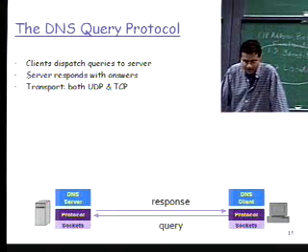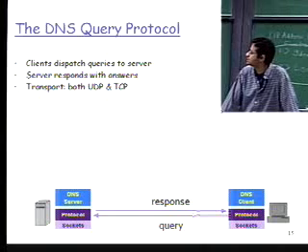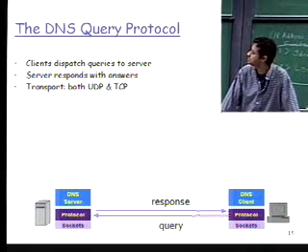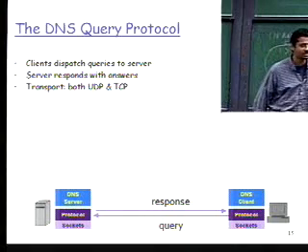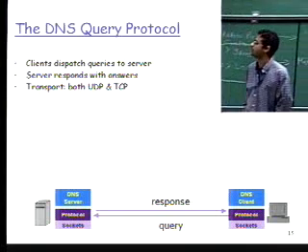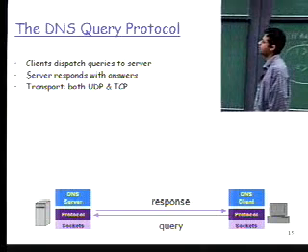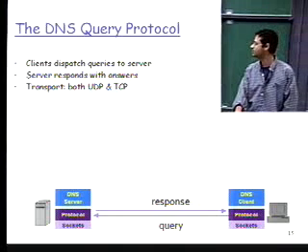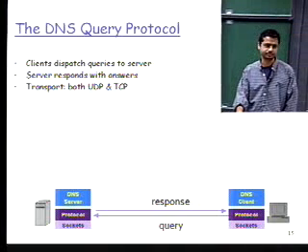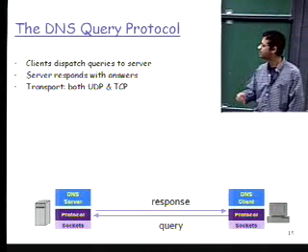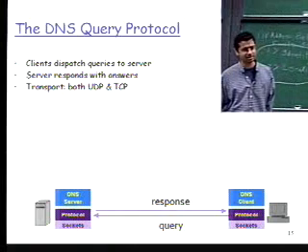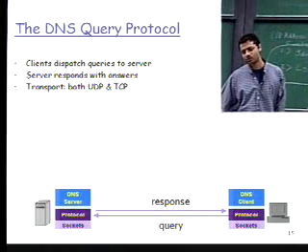The DNS query protocol again works in this request-response mode. A client will dispatch a query to a server. The server will respond with answers. As for the transport protocol that is used, DNS allows you to use both UDP as well as TCP. A typical DNS query where you just want one address translation would fit in one packet.